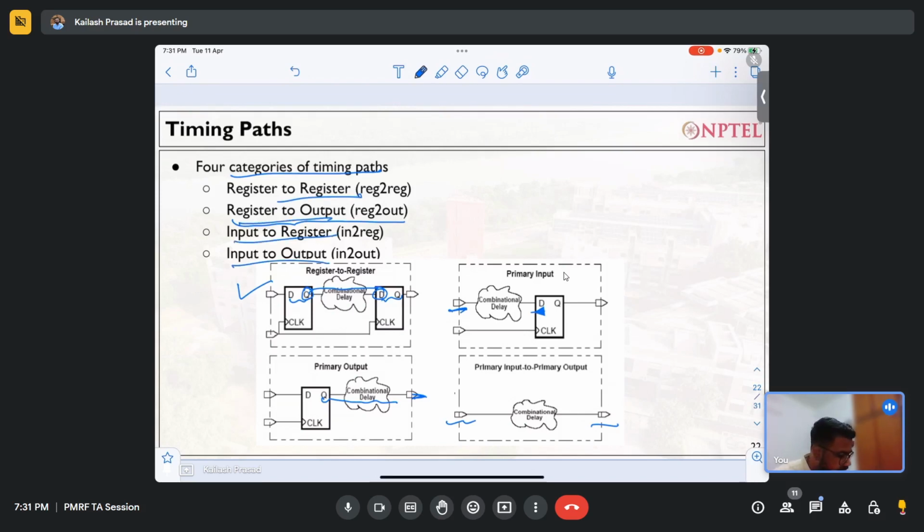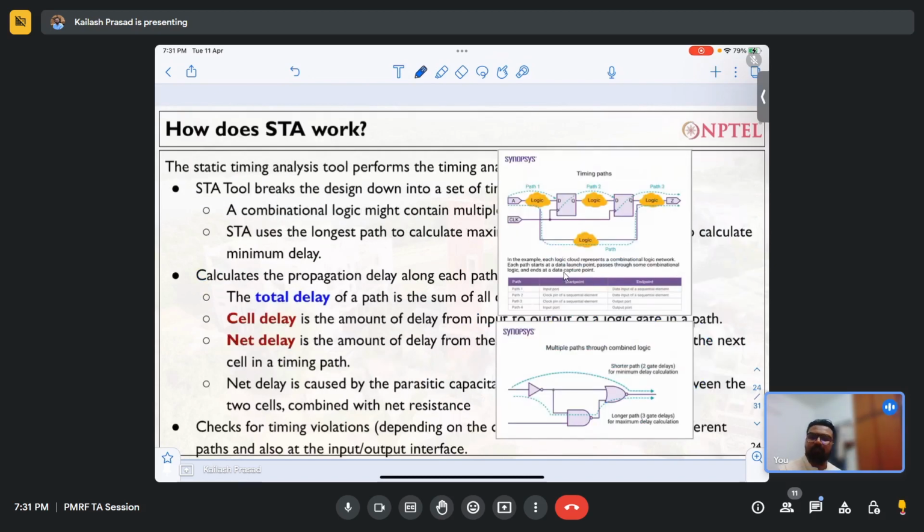Now that we have understood this, we have to understand how static timing analysis works. For doing static timing analysis, you find all the possible paths which are available, and then find the delay of all the paths. Whatever maximum delay you get will be the worst case delay, and that will define the timing.